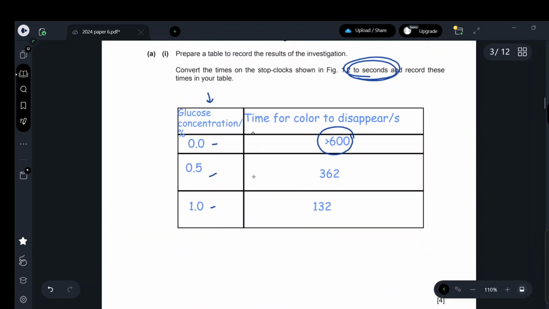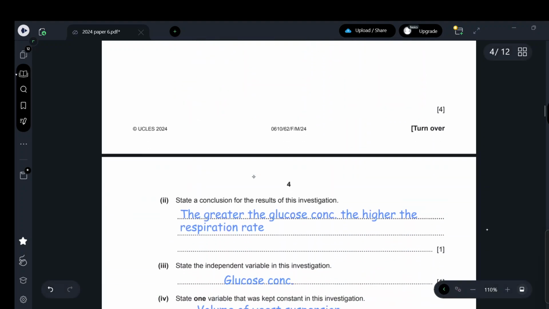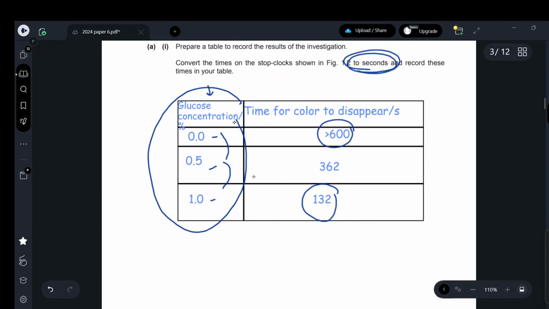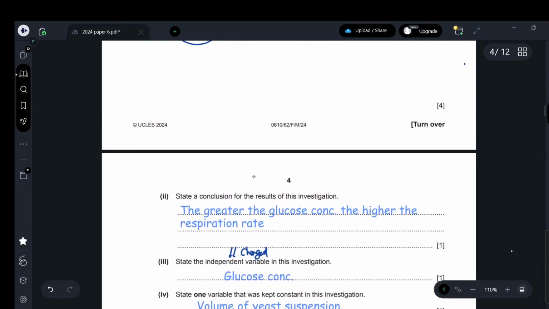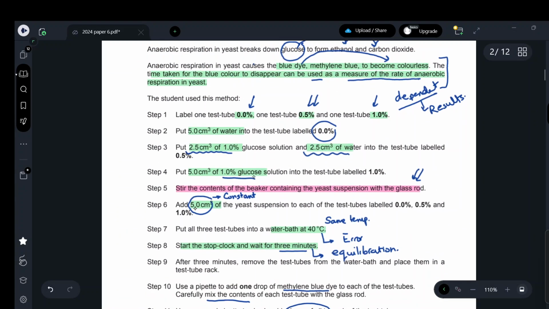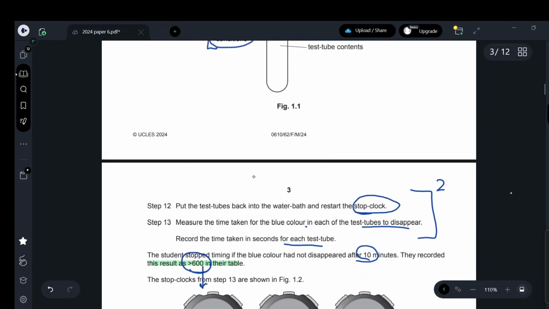State a conclusion. What is my conclusion? The higher the glucose concentration, the less time taken to disappear, which means faster anaerobic respiration. The greater the glucose concentration, the higher the respiration rate. What is my independent variable? Independent is the changed one. What did I change? I changed the glucose concentration. What is the variable that is kept constant? I can say anything from the experiment, for example, the volume of yeast or the temperature, they were constant.